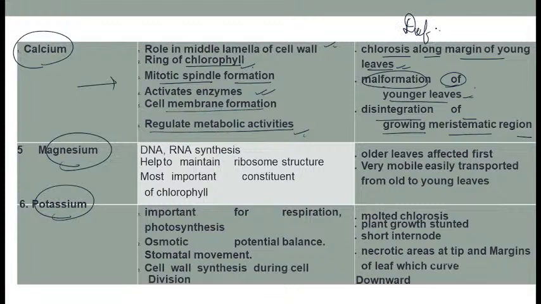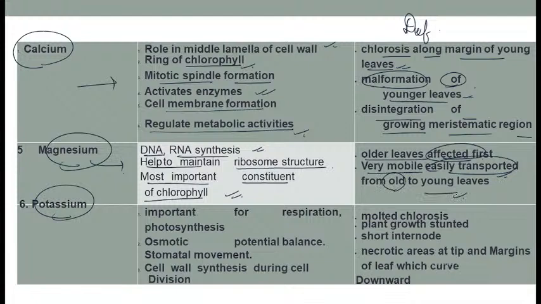would be there if there occurs deficiency in the calcium concentration. Then for magnesium, the major role is in DNA and RNA synthesis, it helps to maintain the ribosome structure, and it is the most important constituent of the chlorophyll. Okay, so older leaves get affected first, very mobile, it can get easily transported from old to the young leaves.